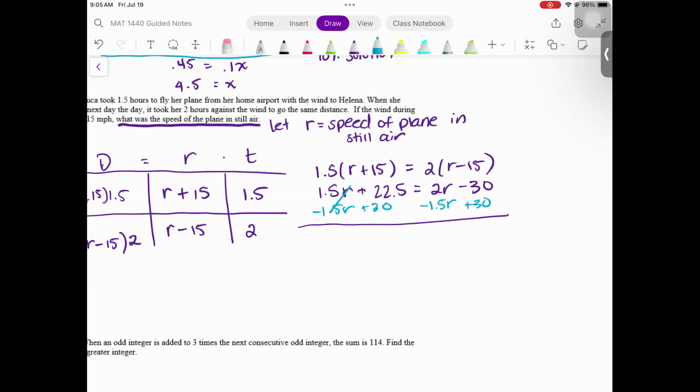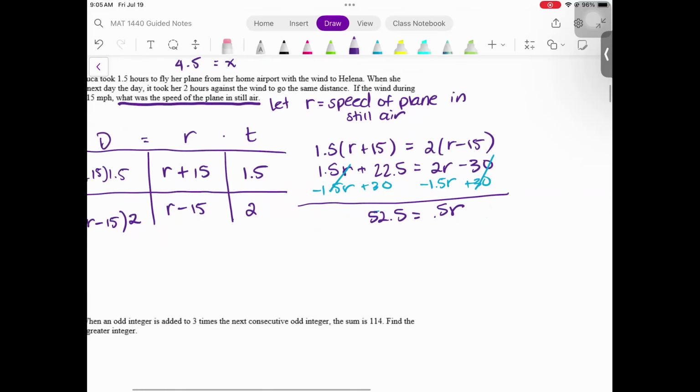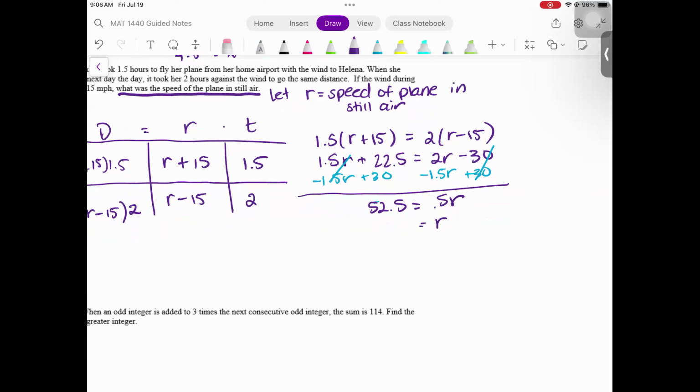My 1.5R on the left-hand side sums to 0. The 30s sum to 0 on the right-hand side. And we're left with 52.5 is equal to 0.5R. Divide both sides by 0.5. R is equal to 105. Looking back to how we identified R, it is the speed of the plane. So to interpret this, we would say the speed of the plane in still air is 105 miles per hour.